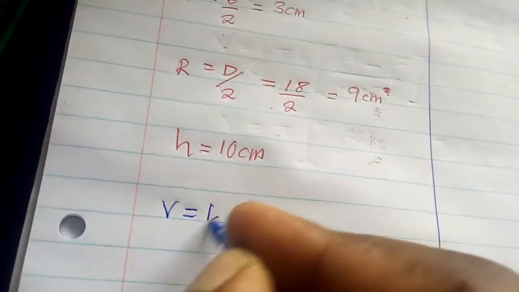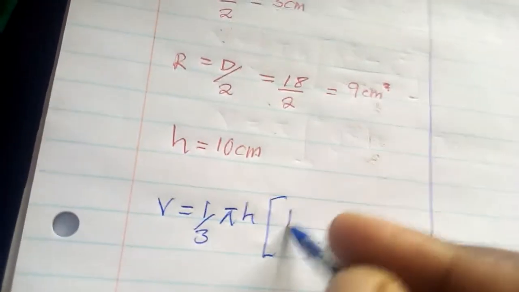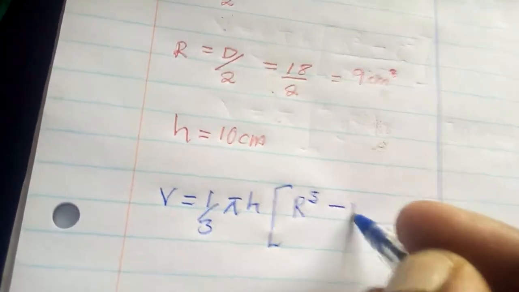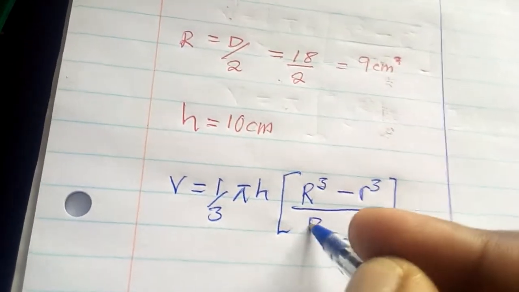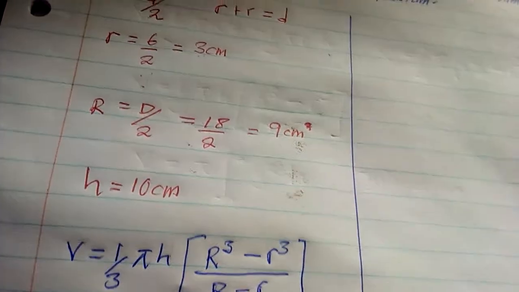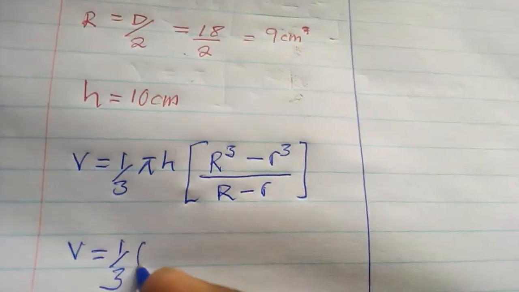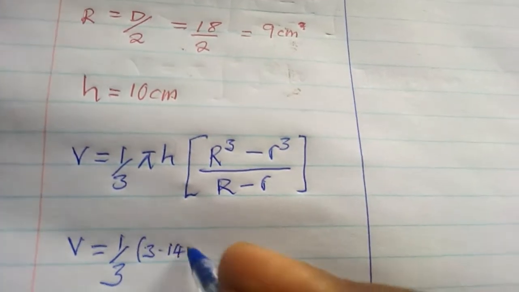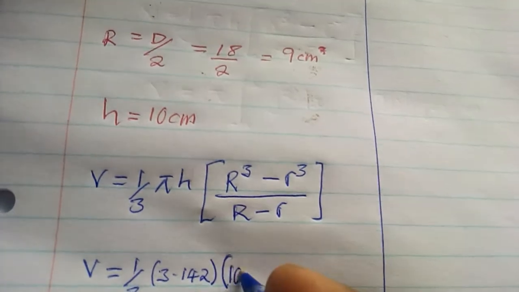So the volume of the frustum is given by 1 over 3 pi h, multiplied by radius power 3 minus radius power 3, divided by radius minus radius. So if that is the case, we can start. This is equal to 1 over 3 pi. In the question, we can use the pi on the calculator, or we can use 3.142. So this is the pi we are going to use. What is the height given? The height given is 10.